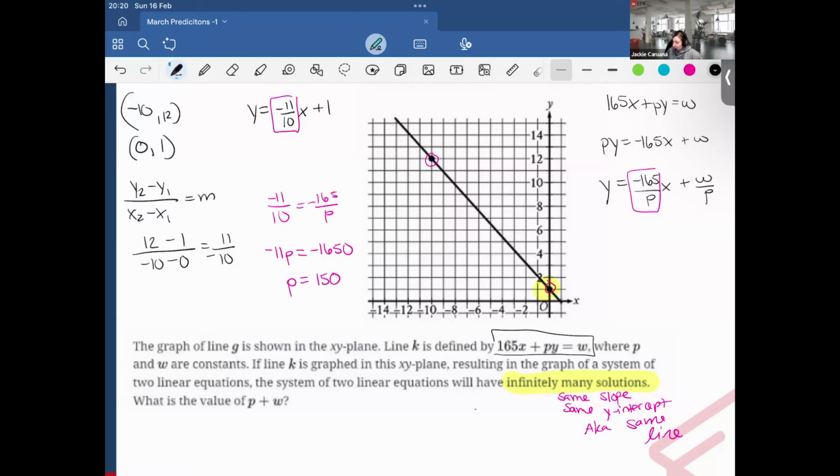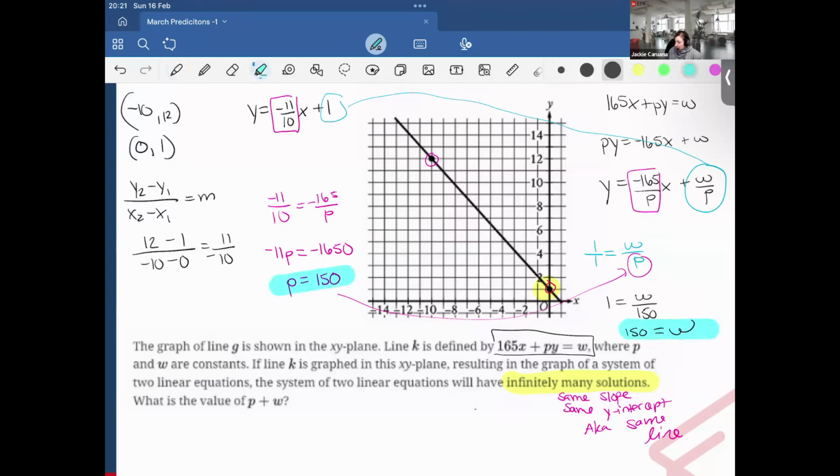And likewise, it tells me that 1 is equal to W over P. So 1 over 1 equals W over P, and I know that P is 150. Substitute. So 1 is equal to W over 150, multiply each side by 150. So also W is equal to 150. And then the final step to get the value of P plus W, I would do 150 plus 150, which of course is 300. And that would be our answer.